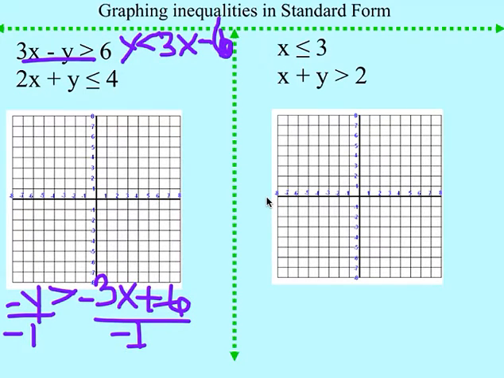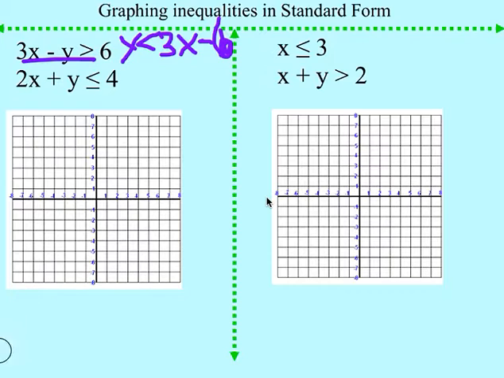So that's the graph for that first one. That's what we're going to graph. Let's start with that. We're crossing the y-axis at negative 6, which is right here. Then we're going up 3 and over 1, up 3 and over 1. So that's going to be dashed.